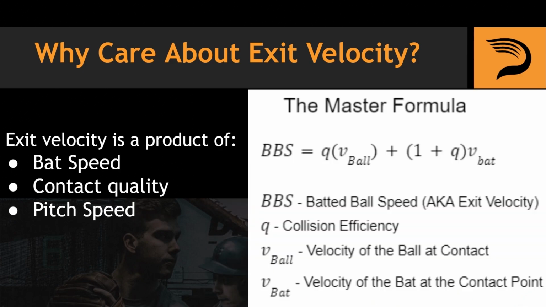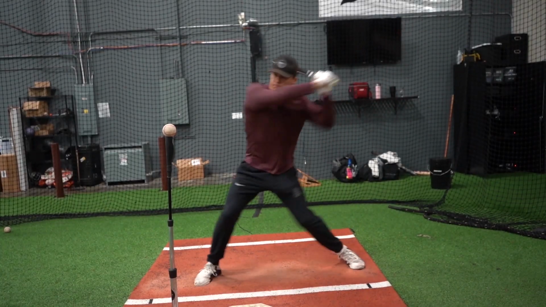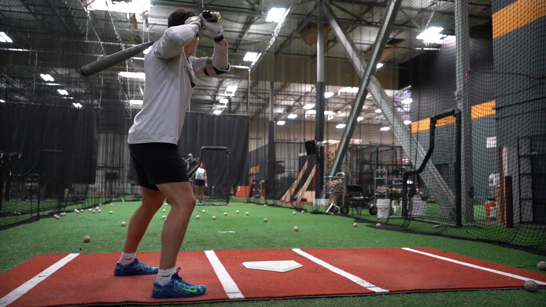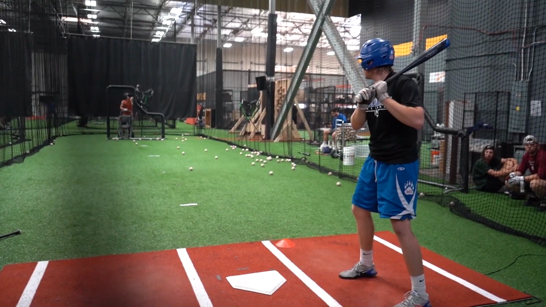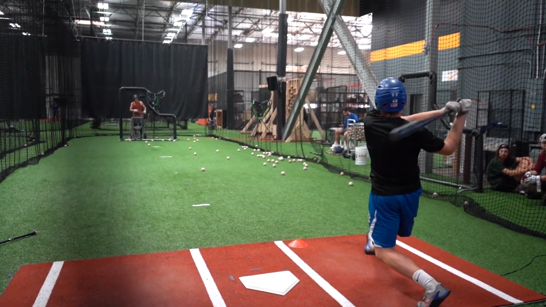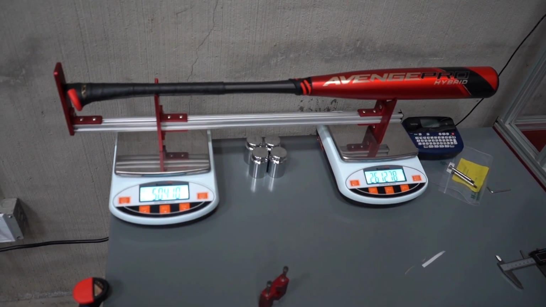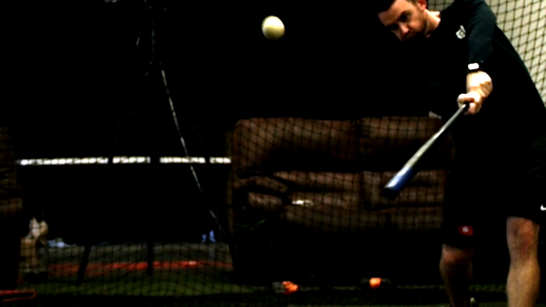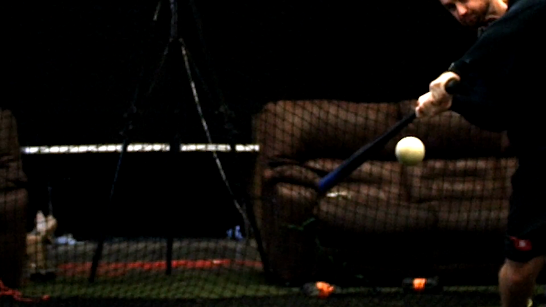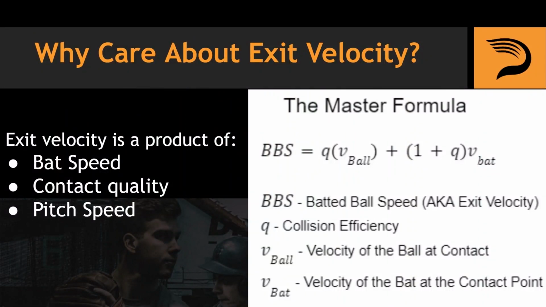The three variables that are going to affect your exit velocity are bat speed, contact or collision efficiency, which has to do with the type of ball you have, the type of bat, but more importantly, how well you square up the baseball. Are you hitting the center of the ball, the top of the ball? Are we slicing it? Are we hooking it? That's going to affect your exit velocity. The third variable is going to be pitch speed.